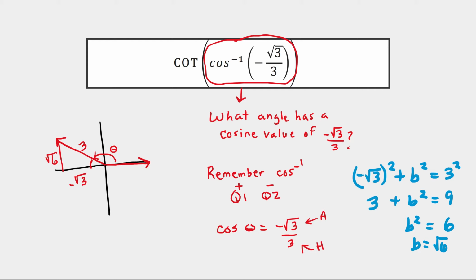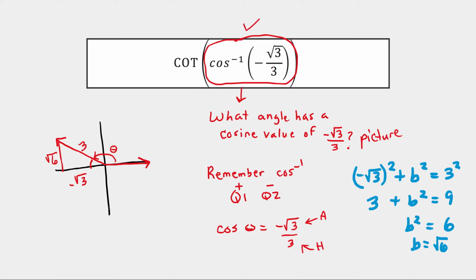So that enables me to come over here, and it is positive because we are moving up on that side. All right, so remember, our question originally was, what angle has a cosine value of negative square root of 3 over 3? That angle is shown in the picture, okay? So I can't name it and tell you exactly what it is, but I can draw a picture of it. And so once I've drawn that picture and have all three sides labeled, I'm done with that part.